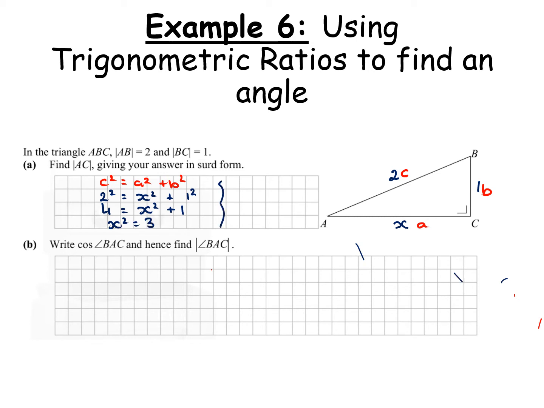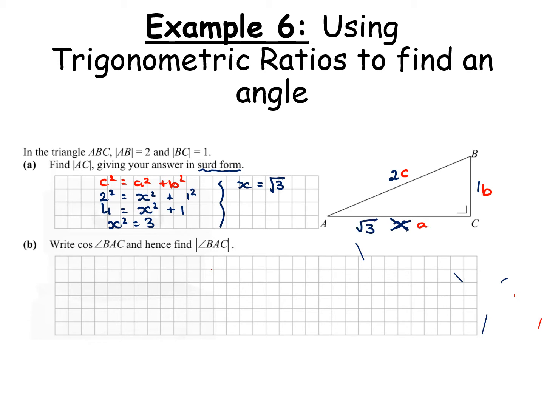And the last step is to say X is equal to the square root of 3. And our answer here is straight away in surd form as requested. So now I'm going to cross off this X and say, actually, now that's root 3.